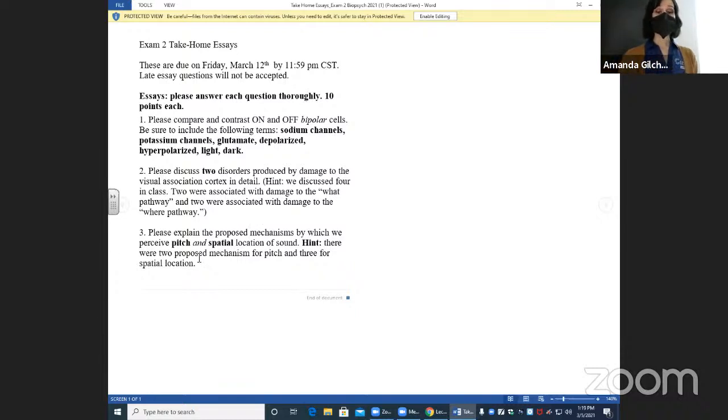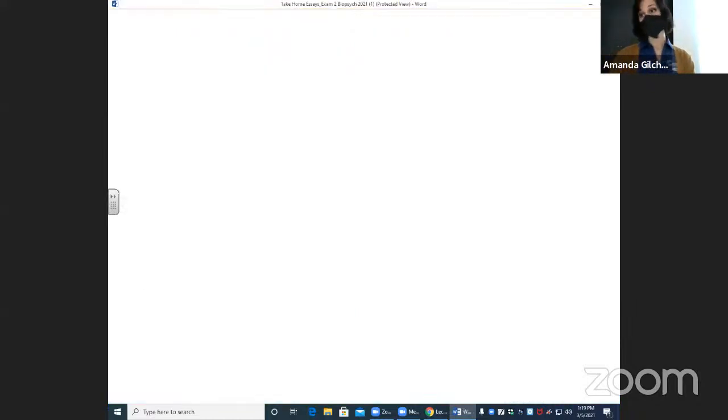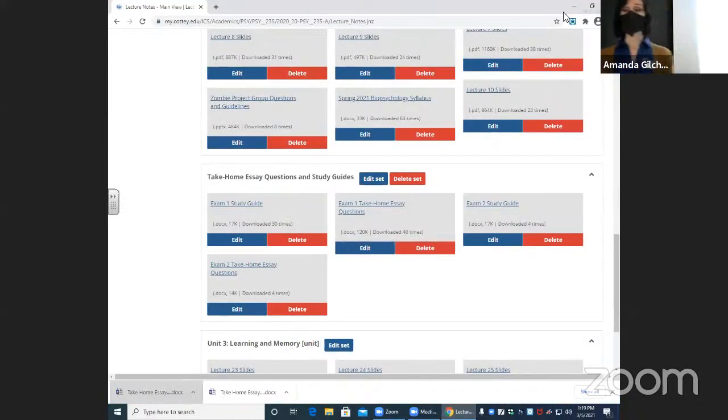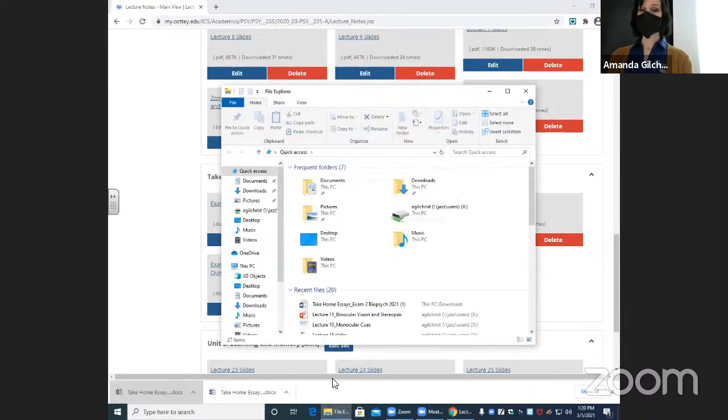And then finally, explain the proposed mechanisms by which we perceive pitch and spatial location of sound. There are two proposed mechanisms for pitch and three for spatial location. So these ought to be pretty straightforward. The study guide is up and it looks like four people have downloaded it. Somebody's like, I downloaded it 17 times, Dr. Gilchrist. Sure you did. I mean, maybe you did, I don't know.